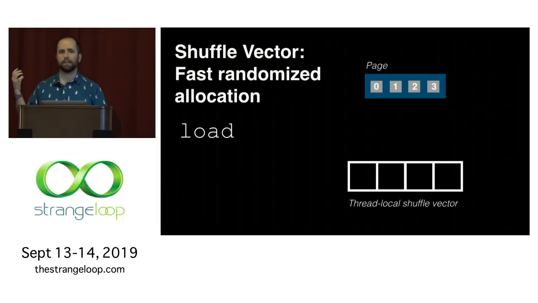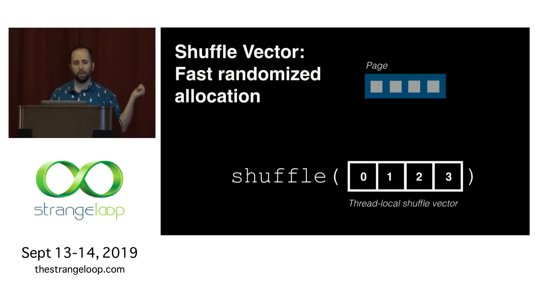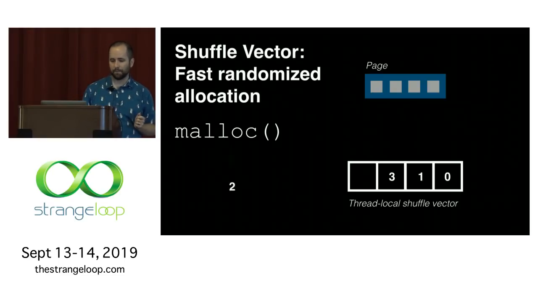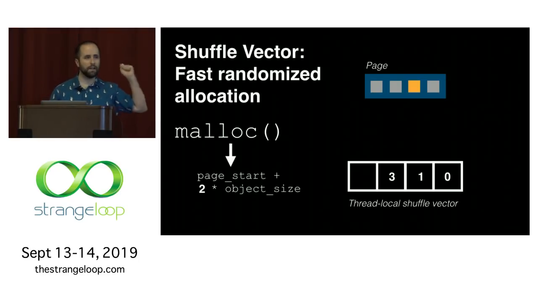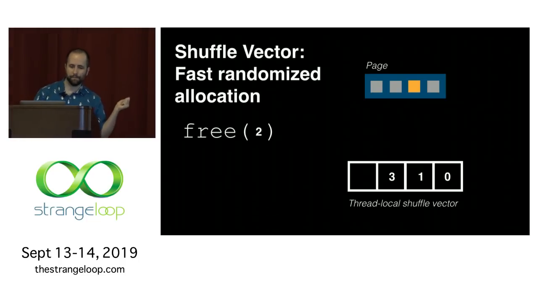So shuffle vectors work like this. We find a candidate page that we want to allocate out of, and we pull those offsets down into a thread local array. Once we have them in the thread local array, we call shuffle. This performs the Fisher-Yates shuffle to randomize the order of items in this list quickly. When a request to malloc comes in, we just pull the first item off this list, do some very simple math to turn it back to a pointer, and give it back to the program. This is almost as fast as an allocator can get.